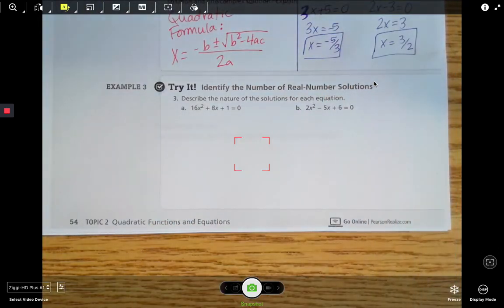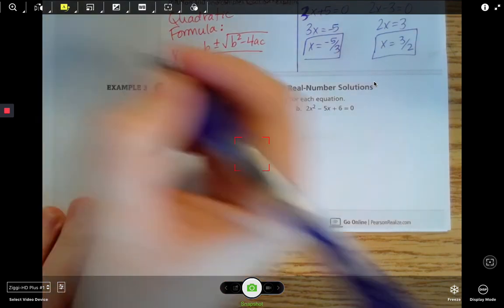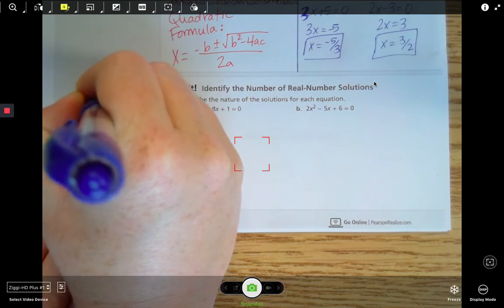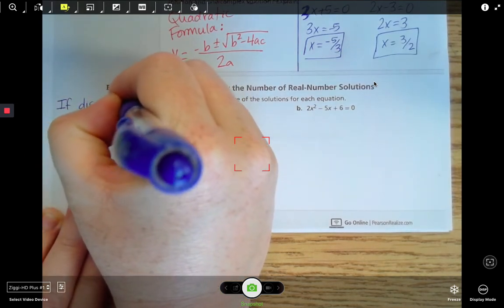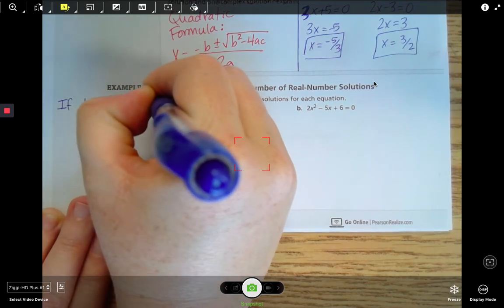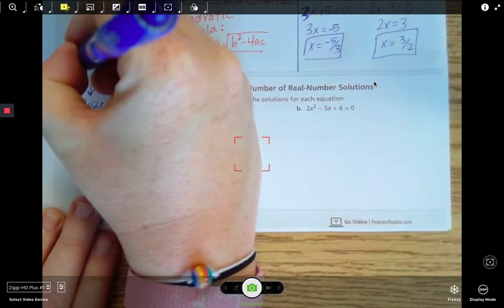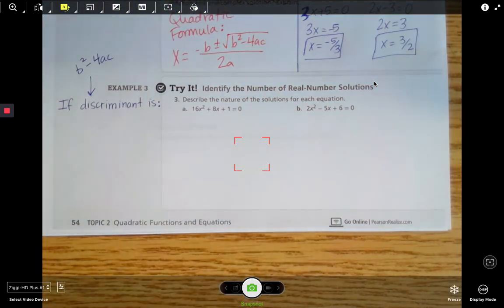Alright, example 3 talks about how to identify the number of real solutions. So I'm going to give you this list that I want you to write out. If discriminant is, and you may be wondering, what in the world is the discriminant? The discriminant is the inside of the radical, so b squared minus 4ac of that quadratic formula.